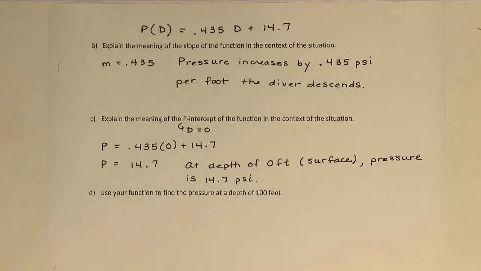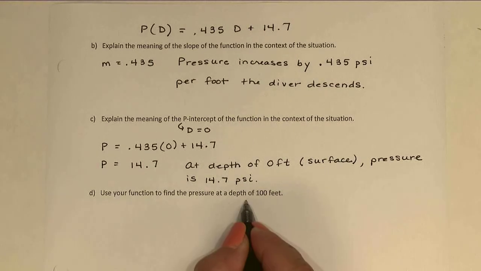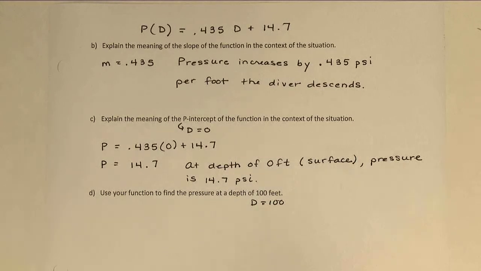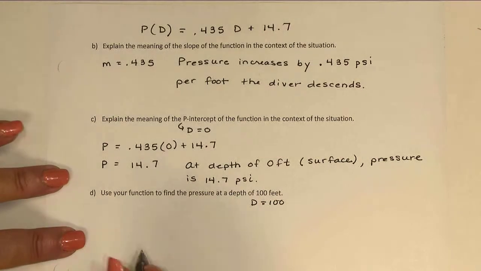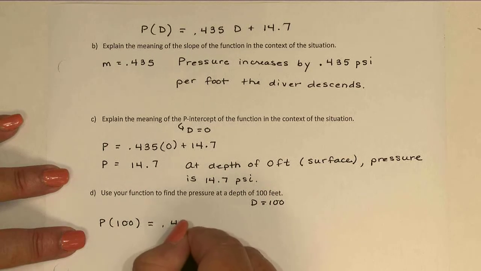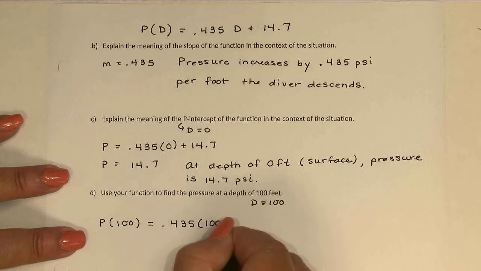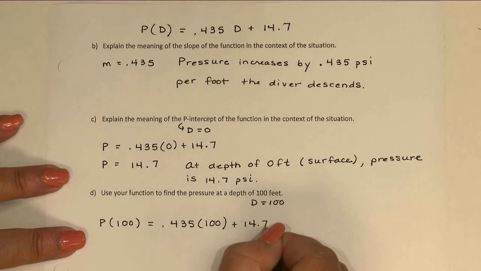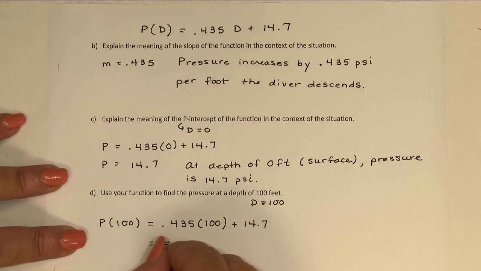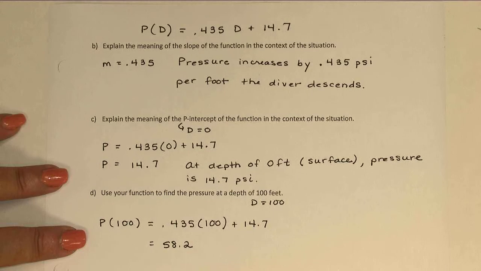All right, in D, we want to find the pressure when the depth is 100 feet. So that means we're going to put in d equals 100. I can even write that as P of 100, and then plug the 100 in for the d value. And let's see. I'm getting 58.2 for that. And since that's pressure, the units would be pounds per square inch.